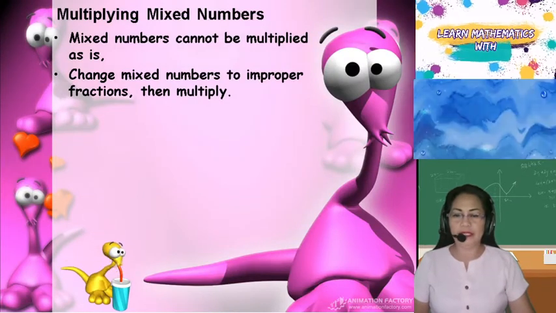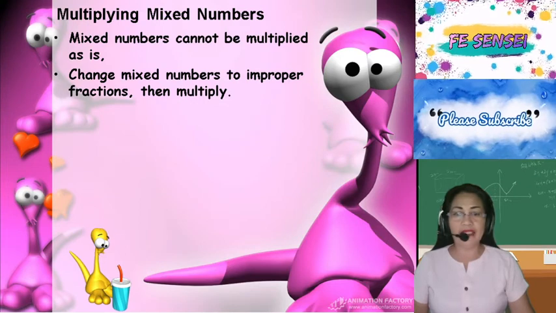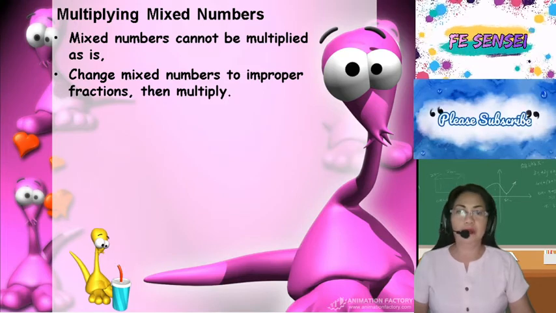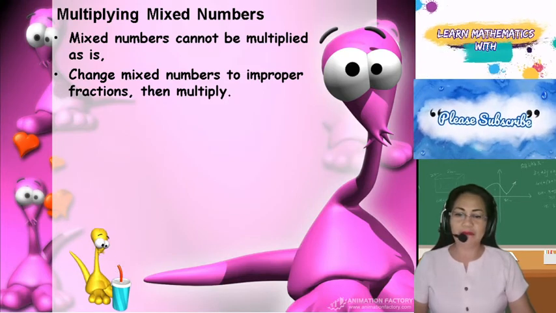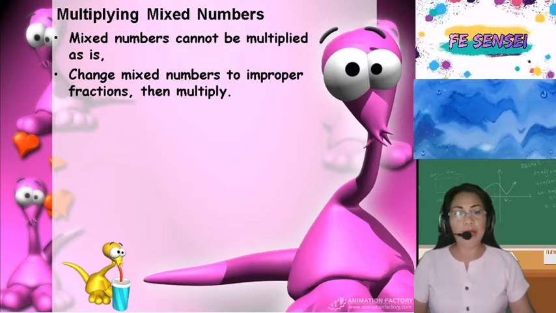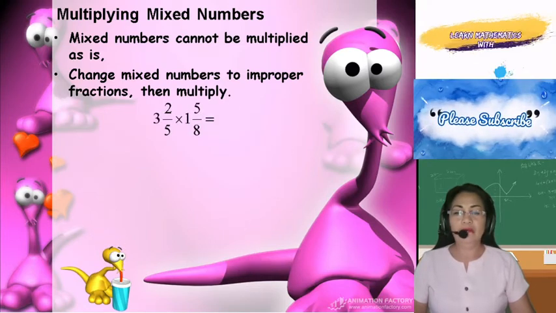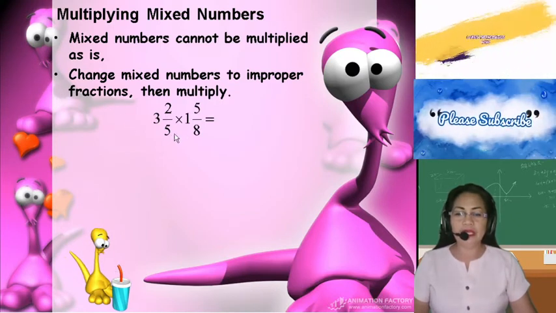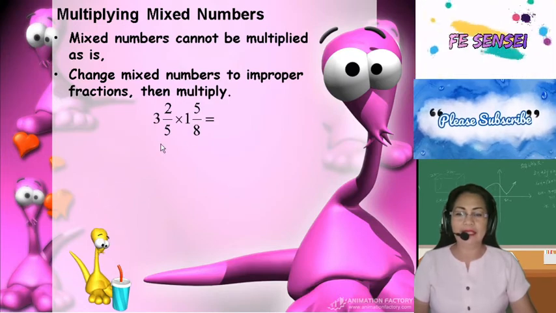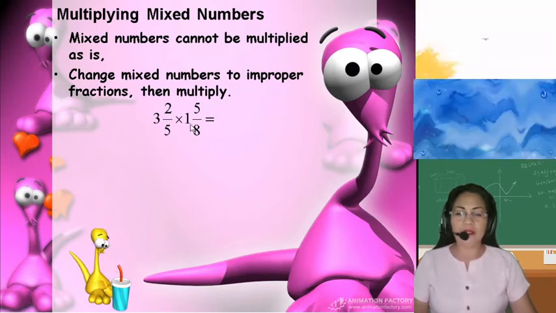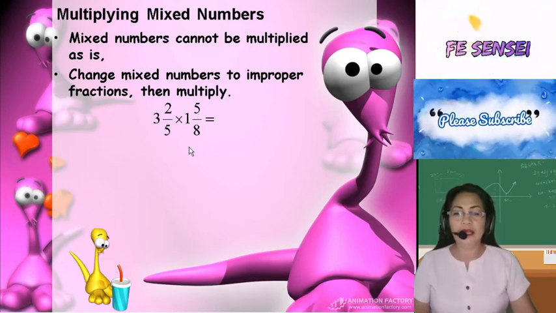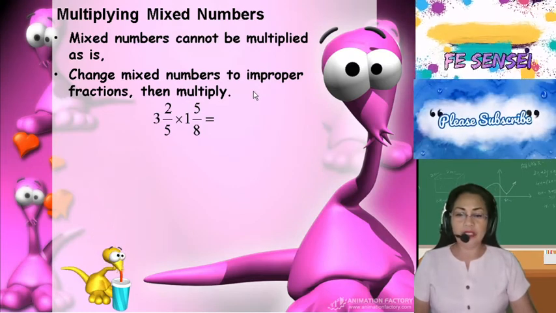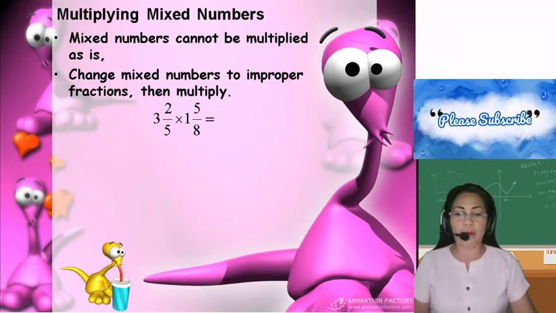Multiplying mixed numbers. Mixed numbers cannot be multiplied as is. Change mixed numbers to improper fraction, then multiply. So that's it. Change to improper fraction, then multiply. Let's have this example: 3 and 2/5 times 1 and 5/8. 3 and 2/5 and 1 and 5/8 are mixed numbers. So we have to change these numbers into improper fractions.